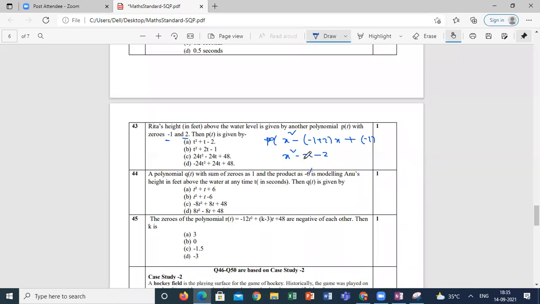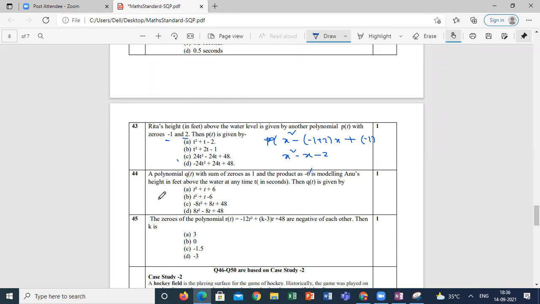Check guys, where we are missing t square minus t minus 2. Which equation is giving that kind of expression here? Or how we can do this question?